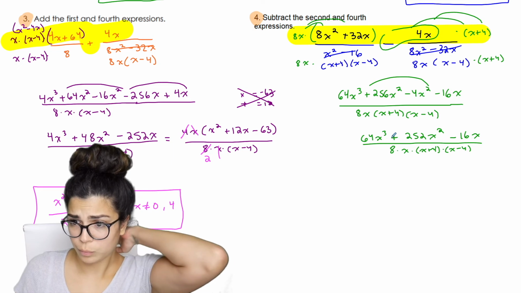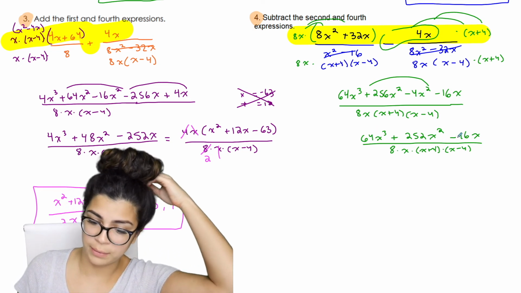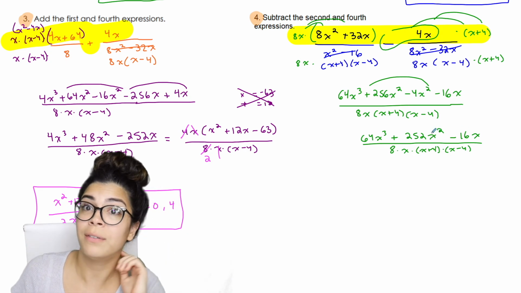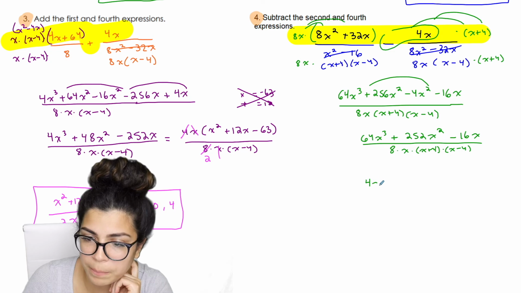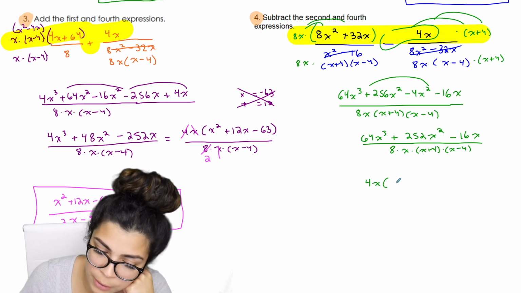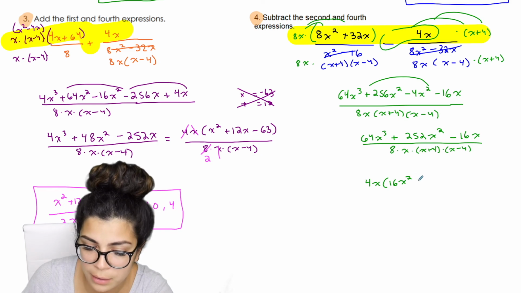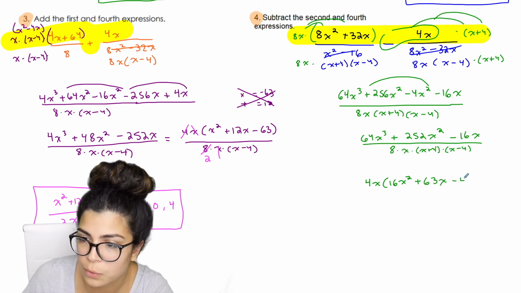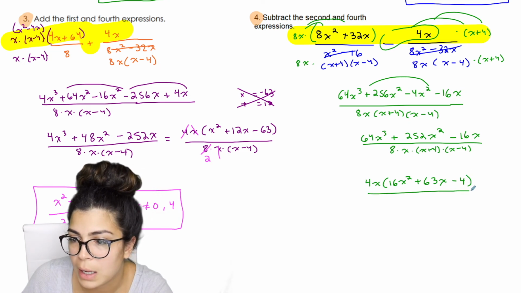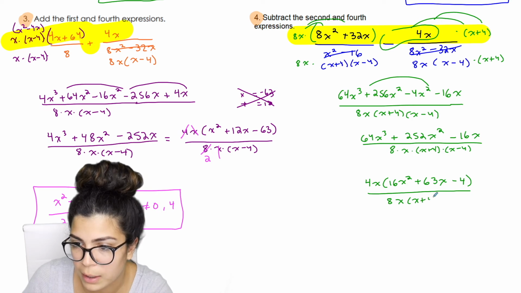So we could actually factor out a common factor of 4 from all three of these terms and a factor of x from all three of these terms. So we're going to factor out 4x from all three of the numerator terms. That would give us 16x squared plus 63x minus 4. And the denominator, of course, is the same for now.